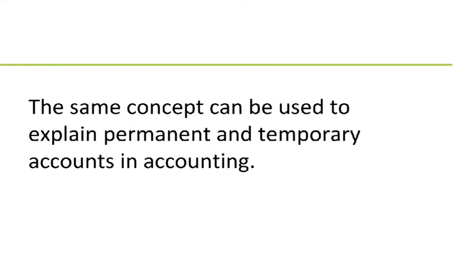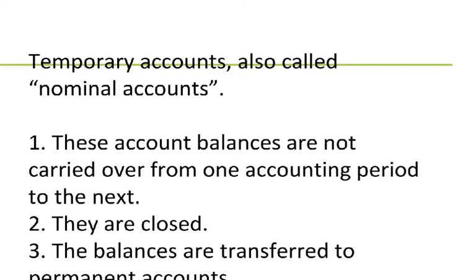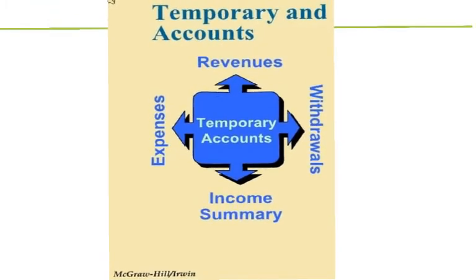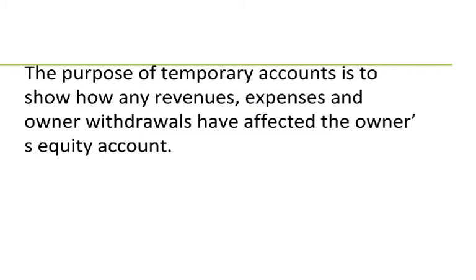Temporary accounts are really called nominal accounts. These account balances are not carried over from one accounting period to the next. You don't necessarily close the accounts, but the balances are zeroed out at the end of each accounting period. So temporary accounts are the revenue accounts, expense accounts, the owner withdrawal accounts, and that income summary account that everyone kept asking about. The purpose of the temporary accounts is to show how any revenues, expenses, and owner withdrawals have affected the owner's equity account.